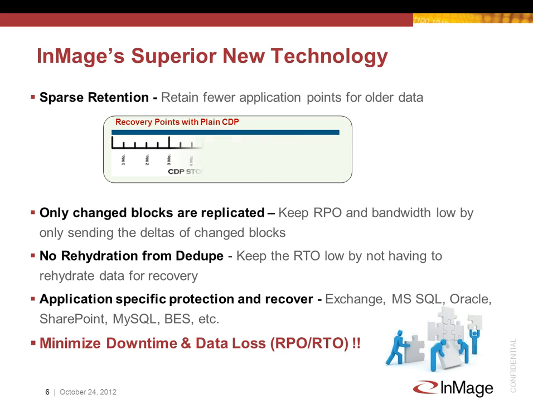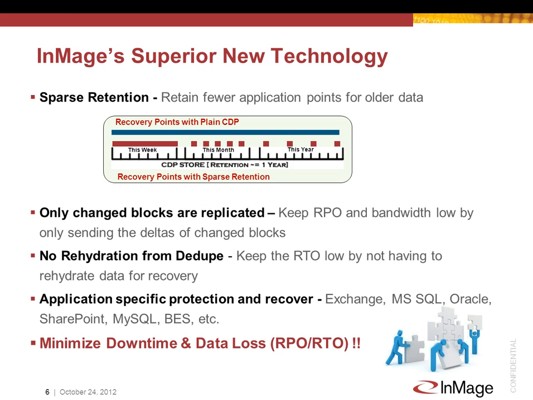So what Enmoj has done is we've introduced a technology called sparse retention. Essentially what it does is it retains fewer application points as the data gets older. An example of what sparse retention might look like is, for the first week, you want to have full CDP capabilities, meaning you want to be able to recover to any millisecond of time within that week's period of time. Then maybe for the following month you want to recover on an hourly basis, or maybe it's a weekly basis.